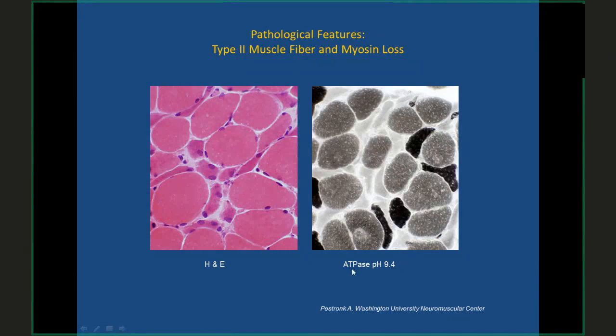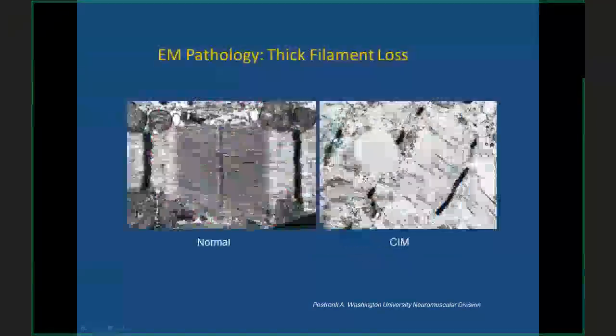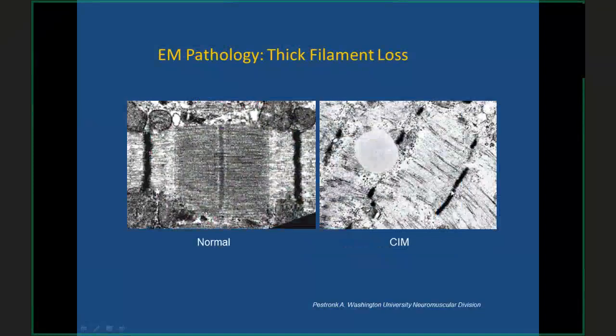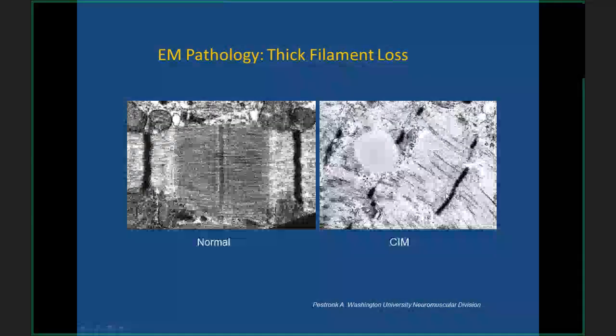Here is the ATPase at pH 9.4. It usually shows dark staining. The type 2 muscle fibers are significantly reduced. The EM shows, as I mentioned earlier, the thick filament loss. This one is relatively normal. Here you can see a significant reduction in the number of thick filaments.